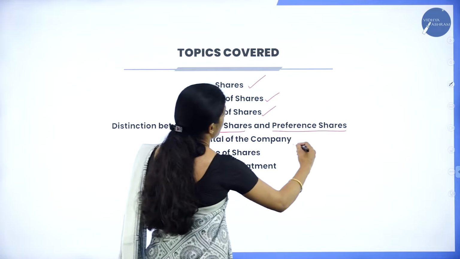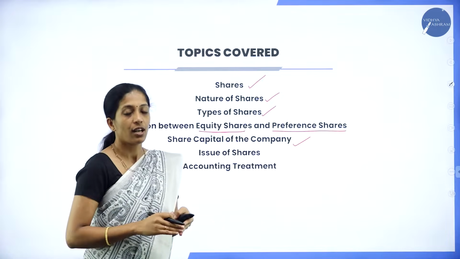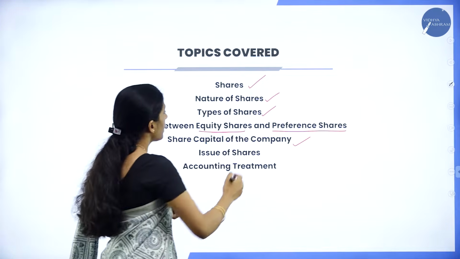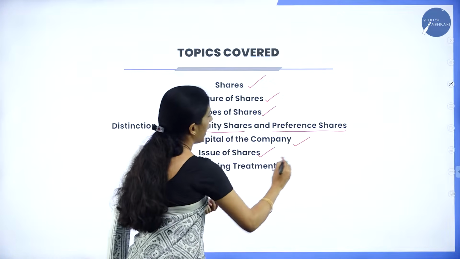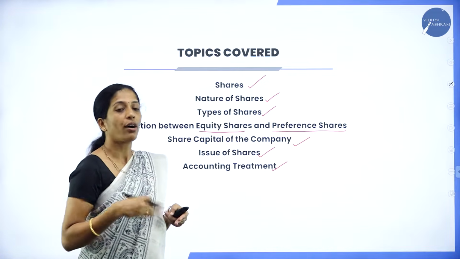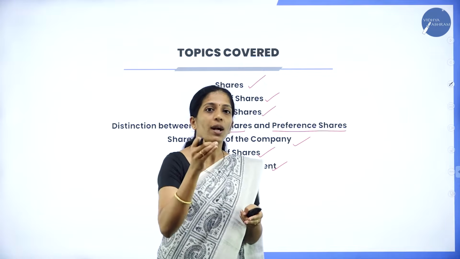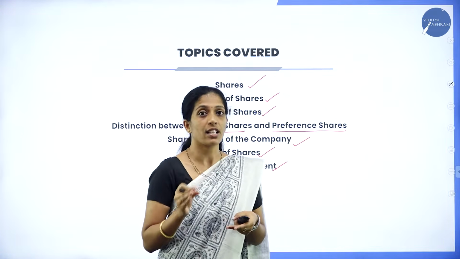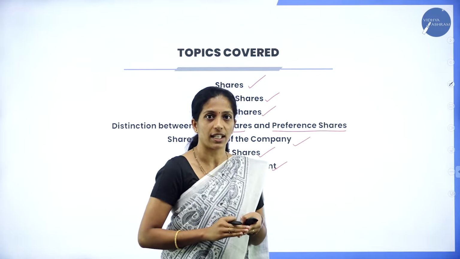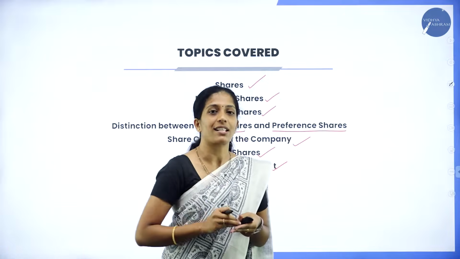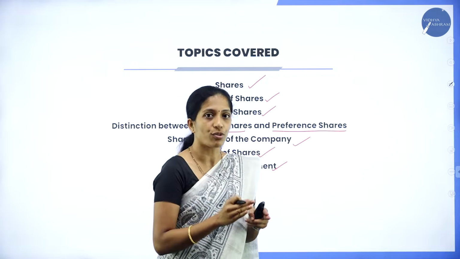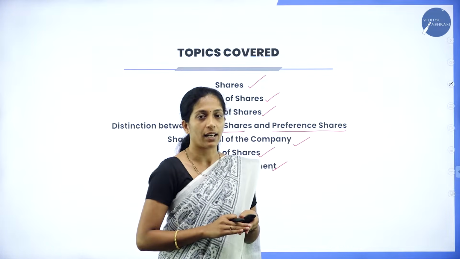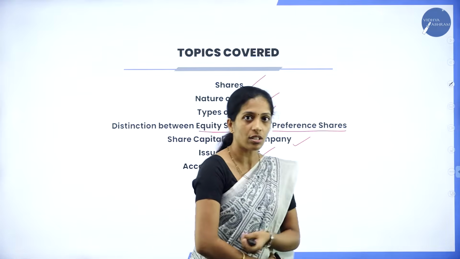Next, we have learned about share capital of a company. So what do you mean by share capital of the company and issue of shares and their accounting treatment? How have the shares been issued and what is the accounting treatment relating to issue of shares? That is, we have seen the format of journal entry. So what are the entries that have to be recorded in the books of account while issuing the shares of a particular company? We have already discussed those formats.